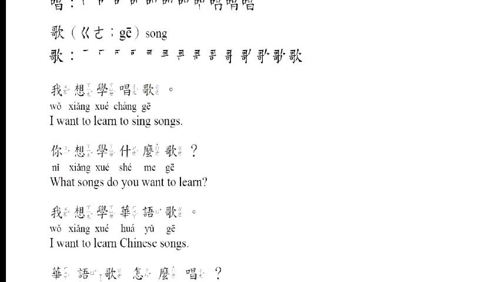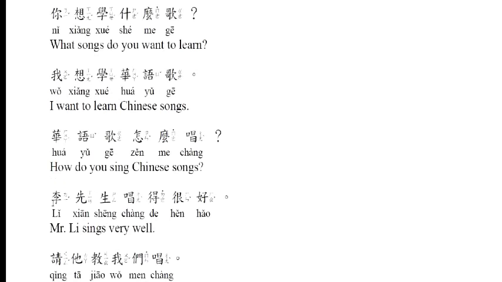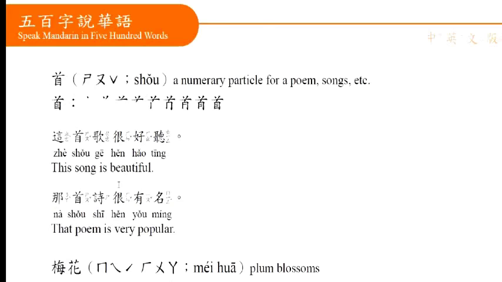华语歌怎么唱? 你先生唱得很好。The connecting word: you see the verb is linked with the adjective, this is the adverb and this is the adjective. 你先生唱得很好。请他教我们唱。Please ask him to teach us. 请他教我们唱首歌. 首 is a measure word for poems and songs. So you see the stroke order: 1, 2, 3, 4, 5, 6, 7, 8, 9.